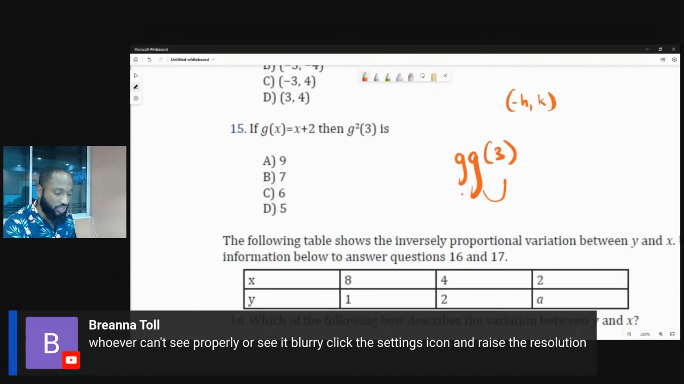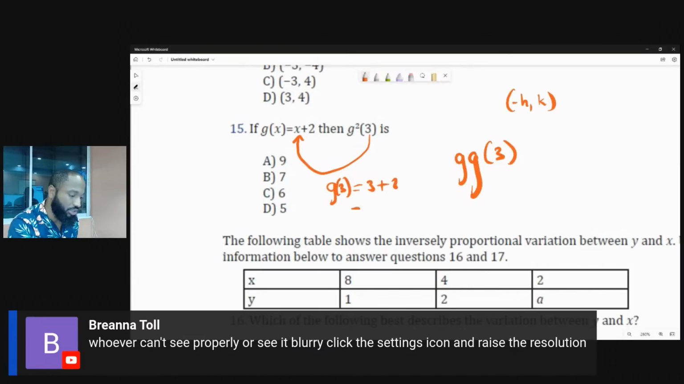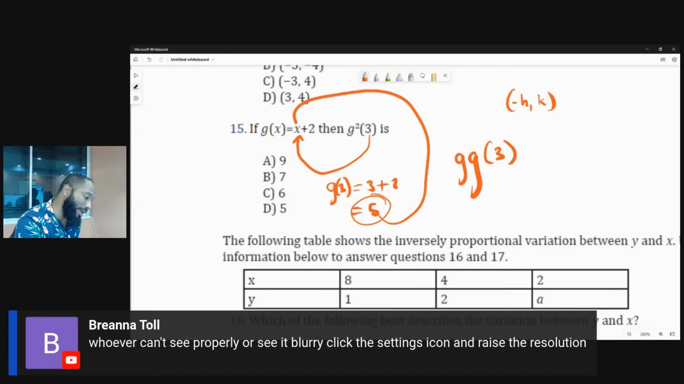This means do the function, then do the function again. So for example, you're going to take this number, put it in there. So g of 3 is equal to 3 plus 2 is equal to 5. And then when you get this answer now, you need to put it back in there again.